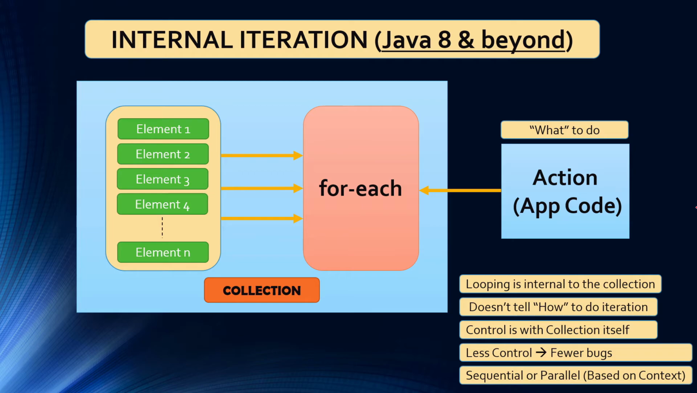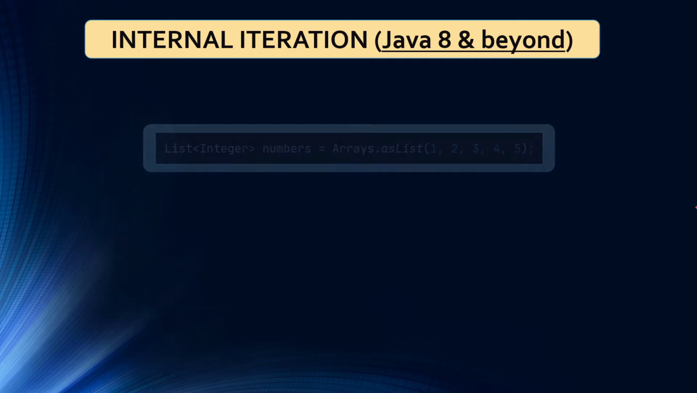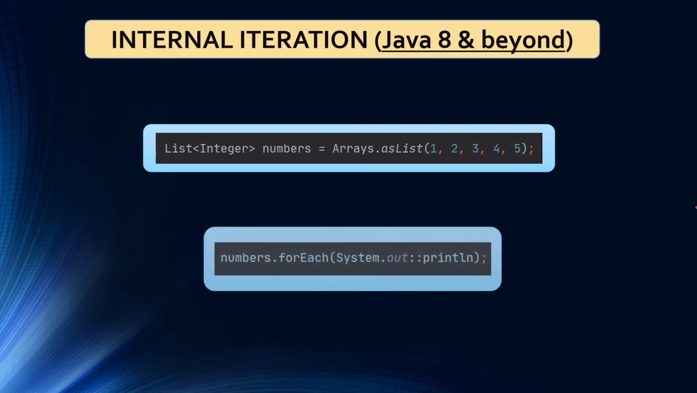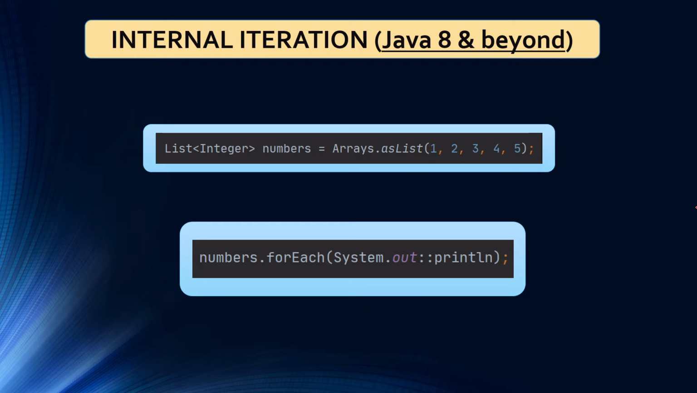So let's now see how to do internal iteration in code. Here we again have a list of numbers, and the internal iteration is done with one simple line. We call the forEach method on the collection itself and pass the action to the forEach method, which here is a simple sysout statement, and that will print each number in the list to the console.